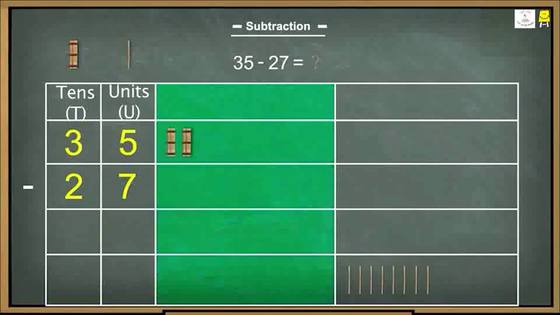Now, let us subtract the tens. Since we need to subtract 2 tens from 2 tens, we have no tens remaining. And that means that 35 minus 27 is 8.